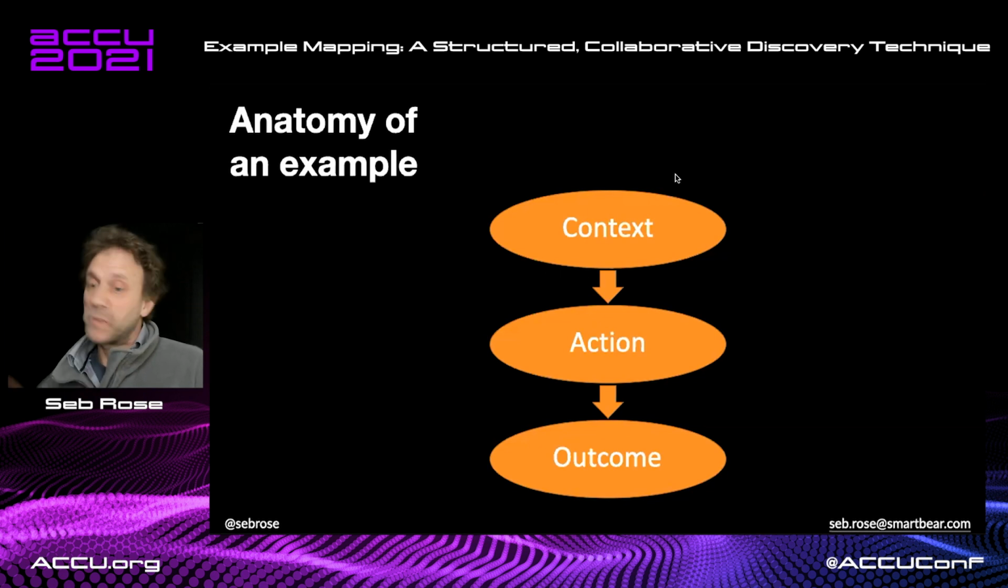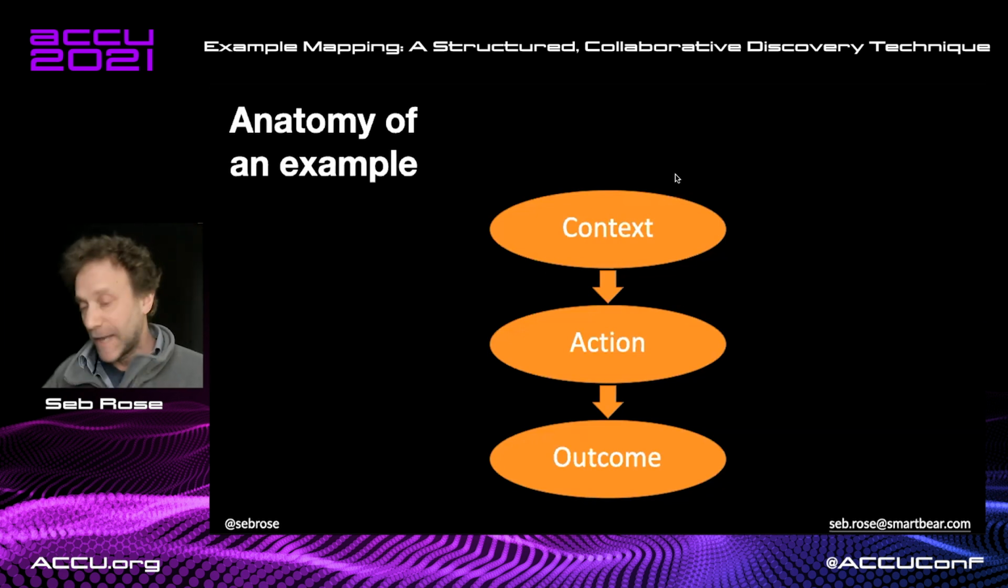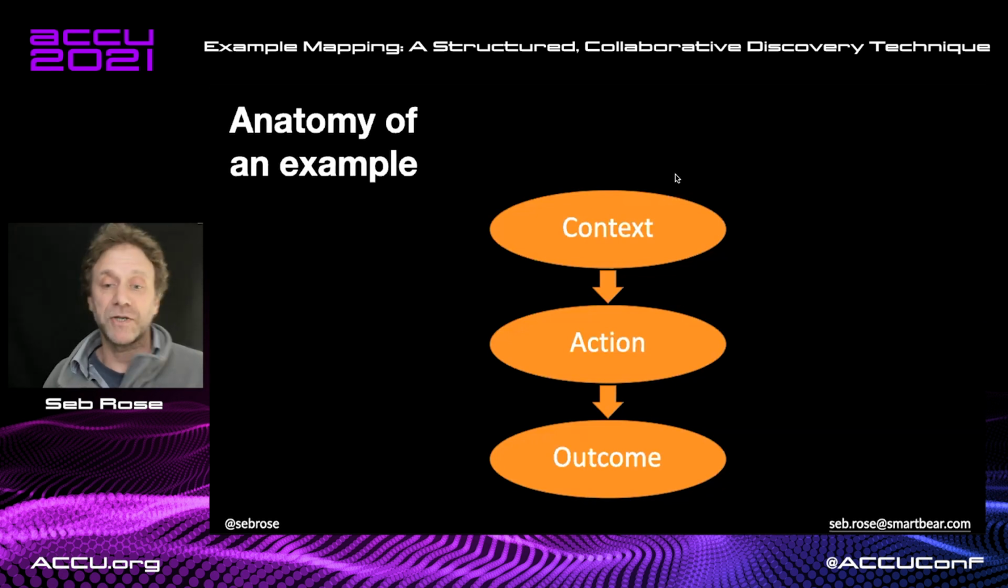So when you're teaching children to stay away from fire or that candles might hurt, you say, given a burning candle, when I put my finger over the flame, then I will get burned. There's nothing special or specific to example mapping about this structure of an example.